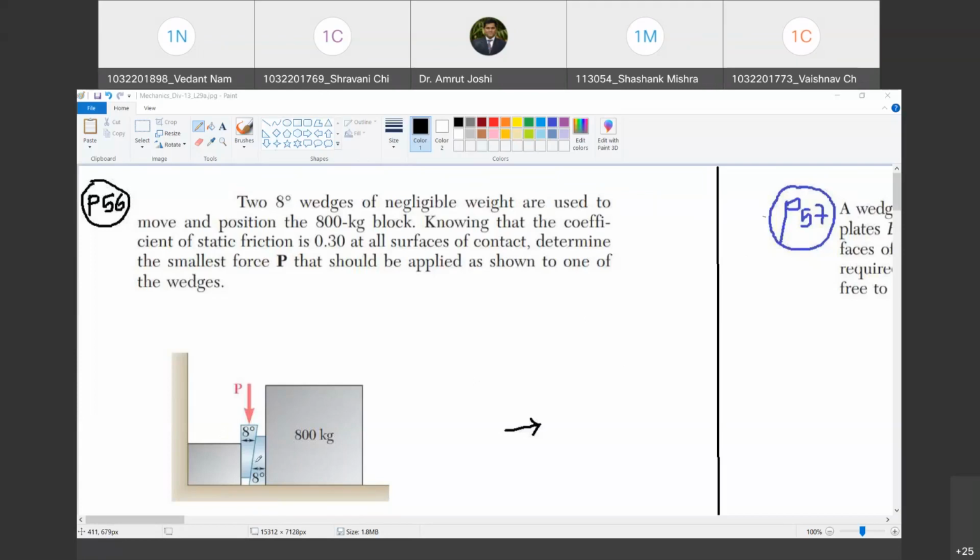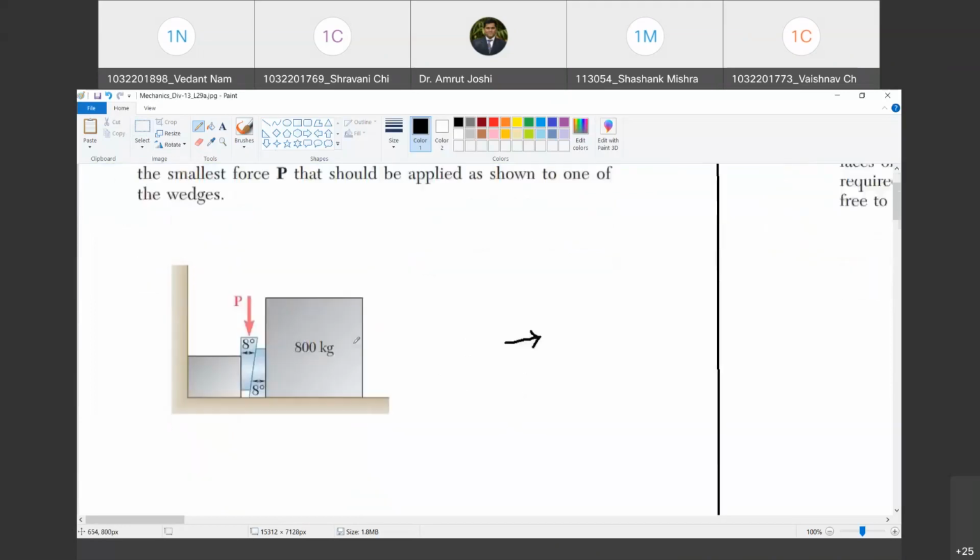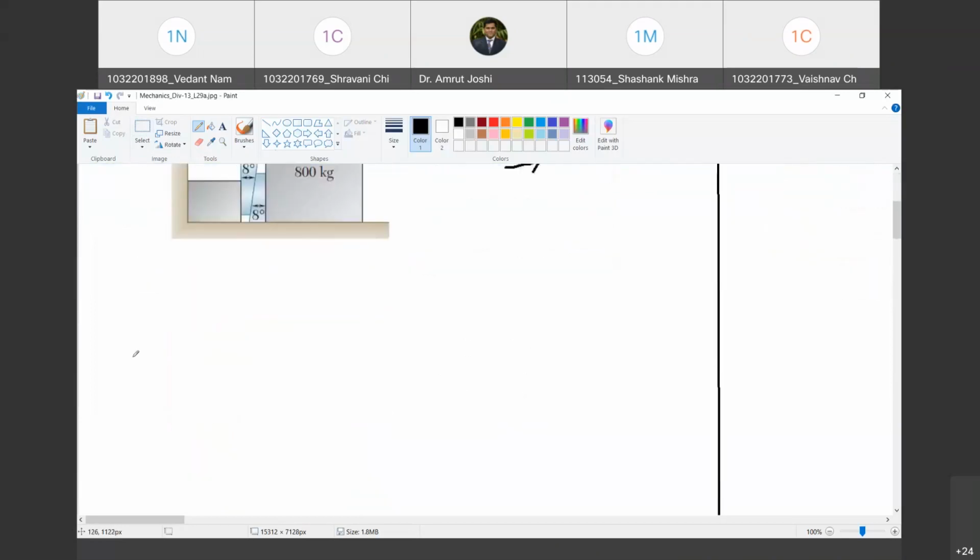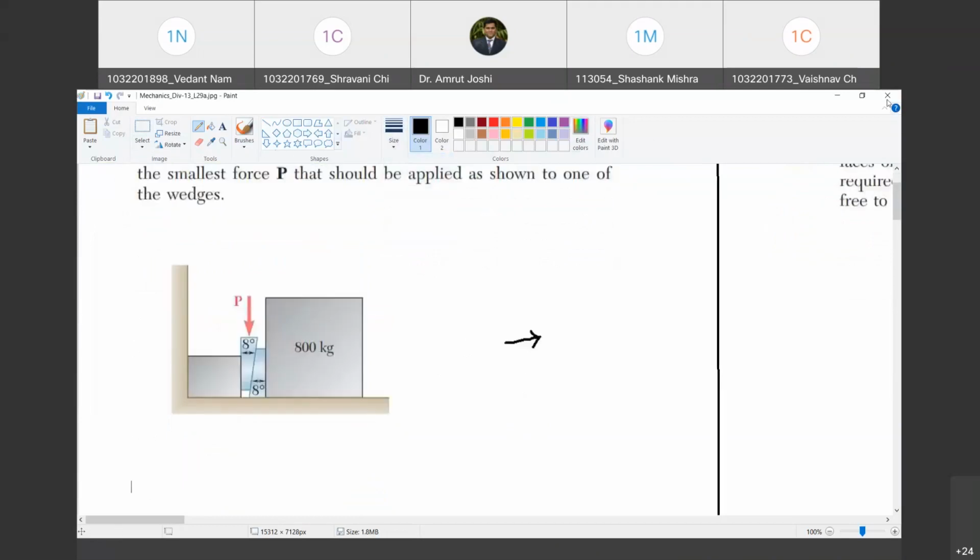So the body on the most outer side, उसका free body diagram हम सबसे पहले बनाने वाले. So in this case, which is the body on the most outer side? Sir, the 800 kg one. 800 kg block. And the reason is quite obvious because that body is going to involve less number of unknowns in free body diagram. Are you with me? Yes, sir.